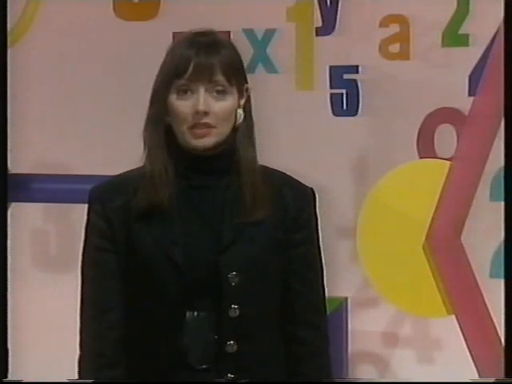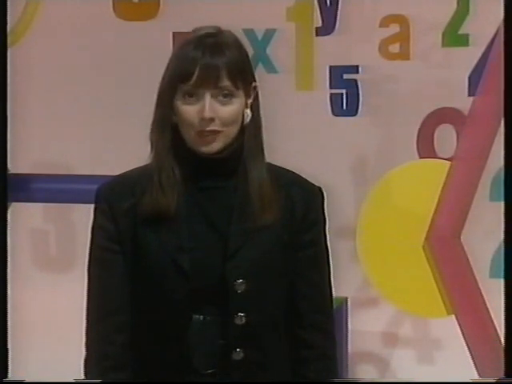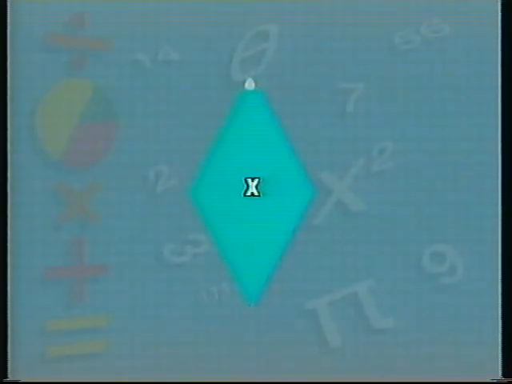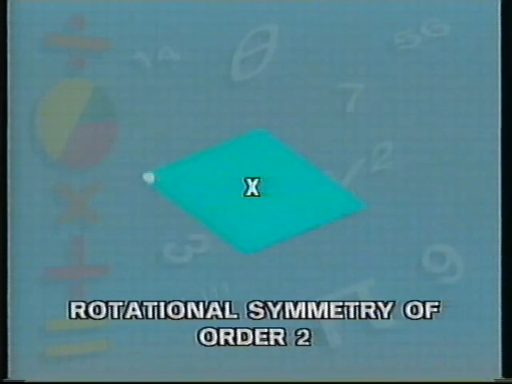There is another type of symmetry which is called rotational symmetry. This diamond shape can be rotated about its centre so that it looks the same in its new position. It only looks the same in 2 positions, so we say it has rotational symmetry of order 2.